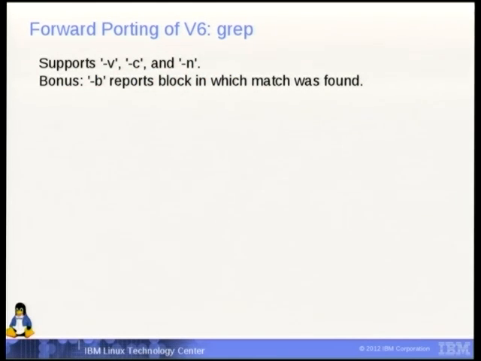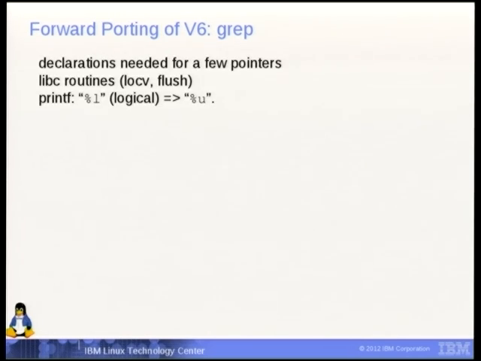Forward porting grep, oh, okay. It already supported -v, -c and -n, and for a bonus, for the old timers, a -b, which shows you the block number in which the match was found, which is pretty cool. Which foot of tape it's on. Yeah, that's right.